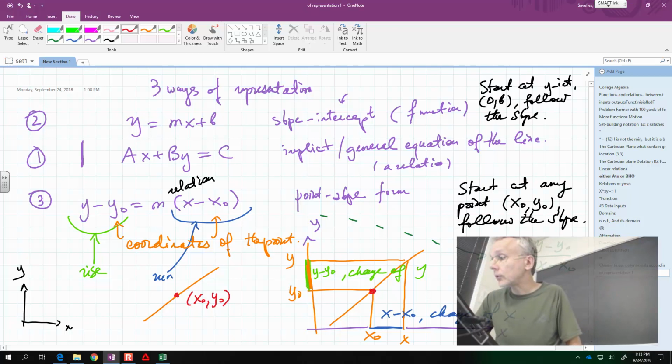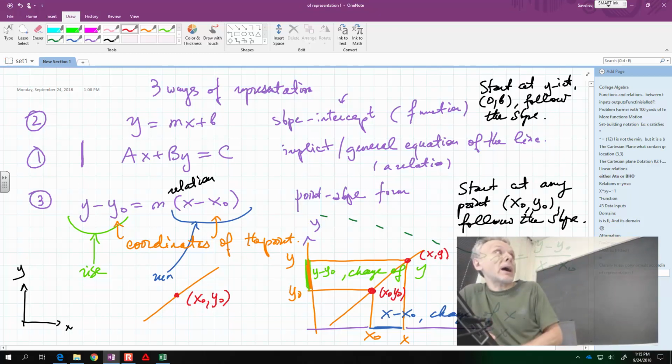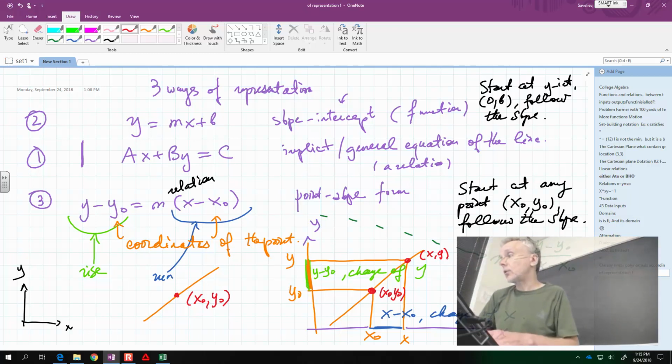You're moving to another point, which happens to be x naught, y naught, and you're moving to another point which is x, y. That arbitrary point on the graph is sliding back and forth with x and y, and then you look at the rise over the run. So we have the same story.